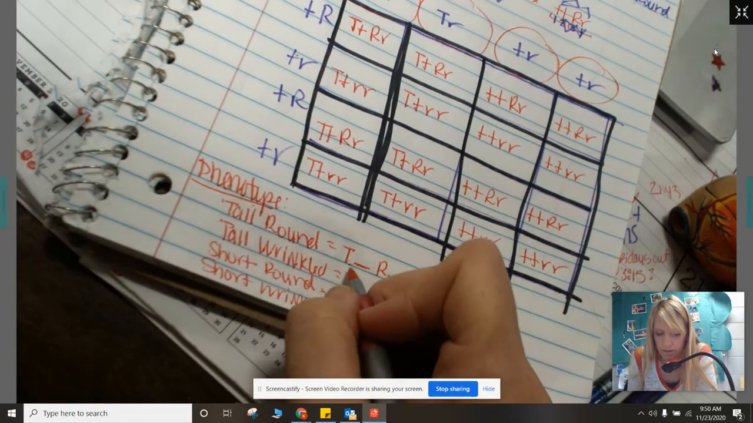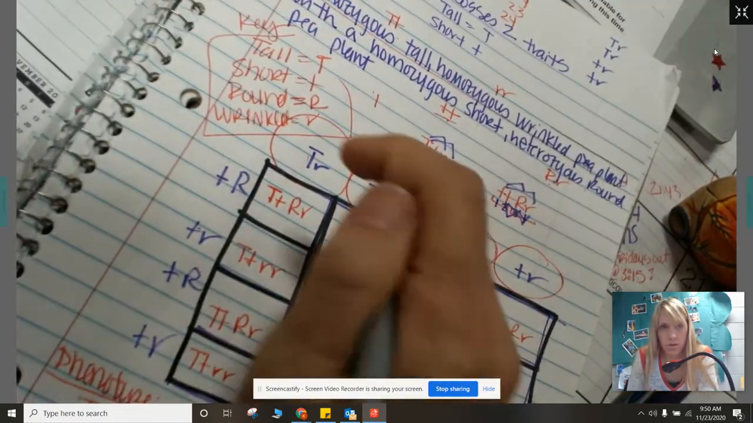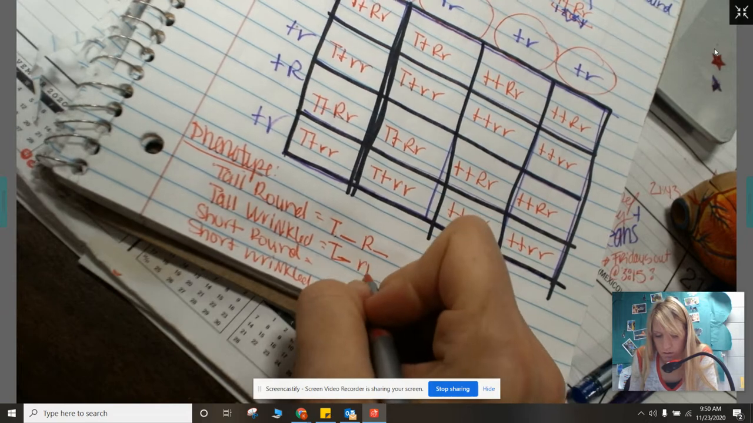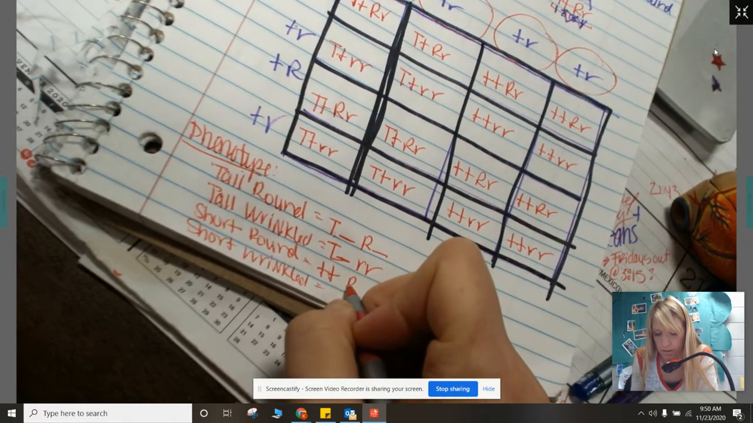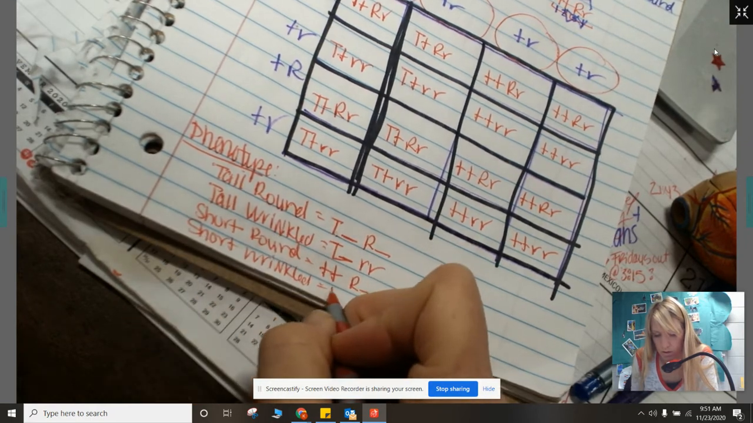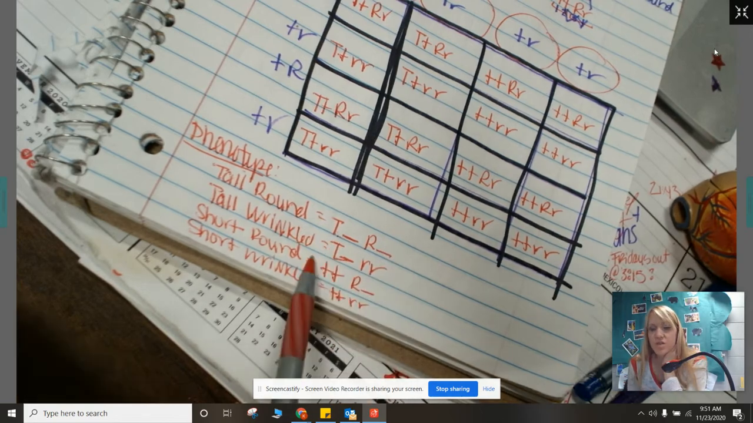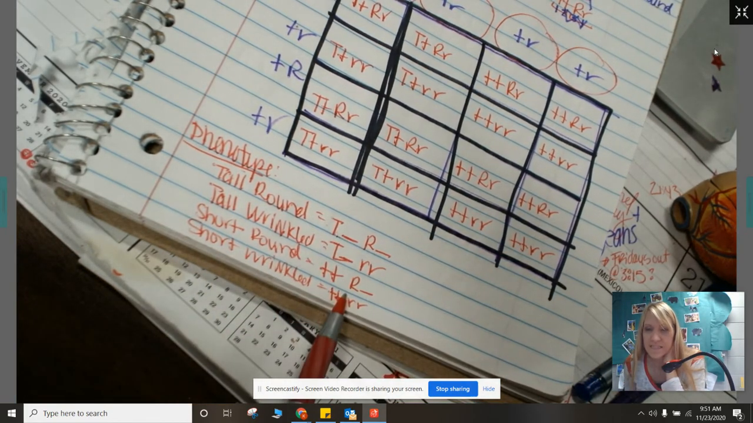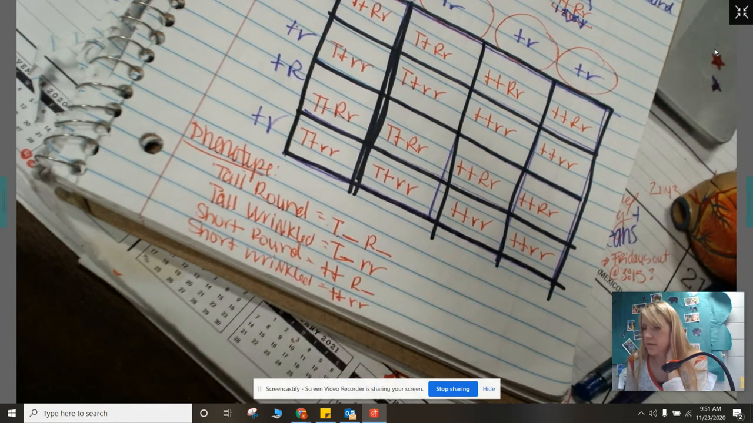Okay, tall, wrinkled, tall again, big T, blank, wrinkled. How do you get wrinkled? Little r, little r. Short, little t, round, big R, blank. Short, little t, little t, wrinkled, little r, little r. There. Because you have to know the genotypes, because this in here are genotypes, it's not phenotypes. So this isn't specific genotypes, that's where we don't list them, but we find them like this.